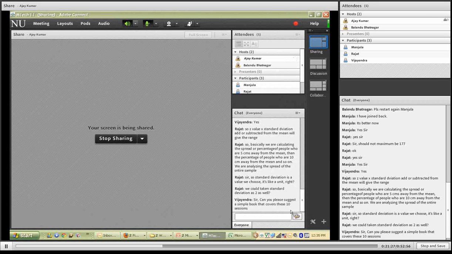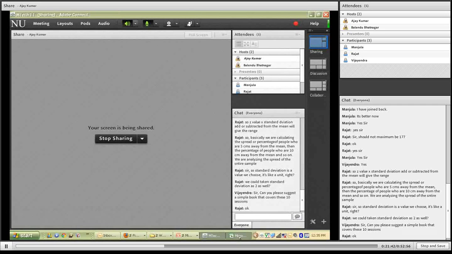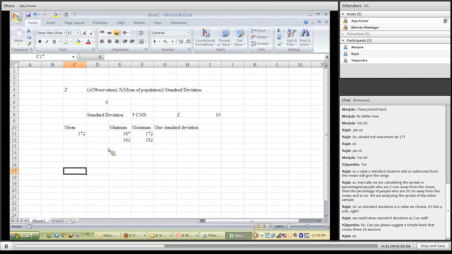Now, what is this? The question asked by Rajat says that standard deviation is a value that we choose, so we will say that it is not that we choose. And I will tell you why. Let us first try to understand why it so happens, and first arrive at how we calculate the size of a sample.